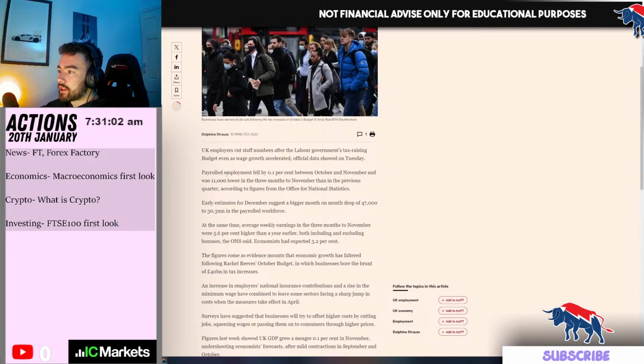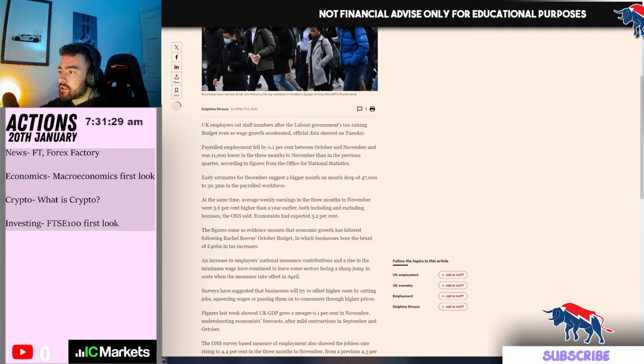UK employers cut staff numbers after the Labour government tax-raising budget, even as wage growth accelerated. Payroll employment fell by 0.1% between October and November and was 11,000 lower in the 3 months to November than in the previous quarter. Early estimates for December suggest a bigger month-on-month drop of 47,000 to 30.3 million in payroll workforce. At the same time, average weekly earnings in the 3 months to November were 5.6% higher than a year earlier, both including and excluding bonuses.